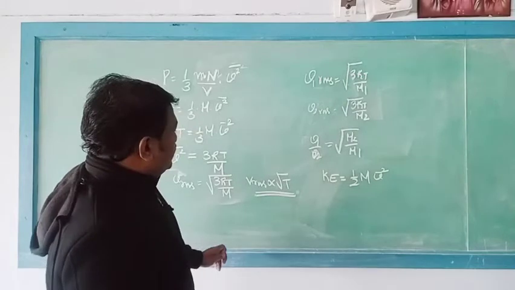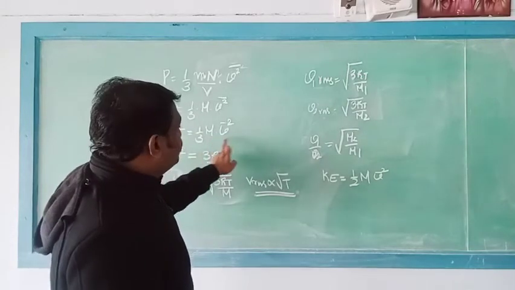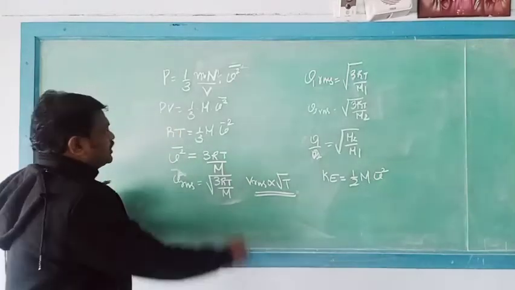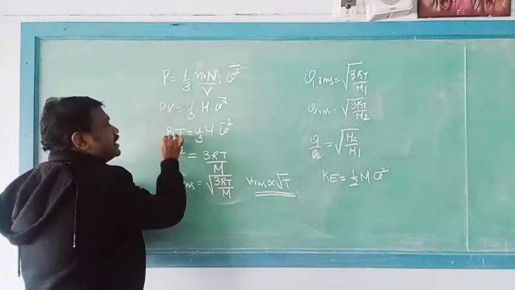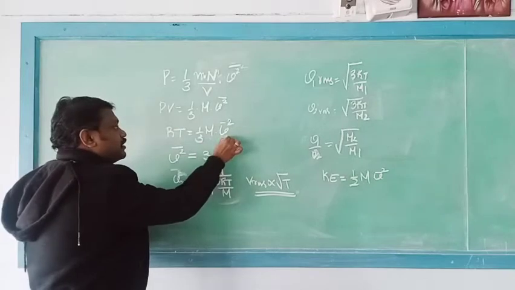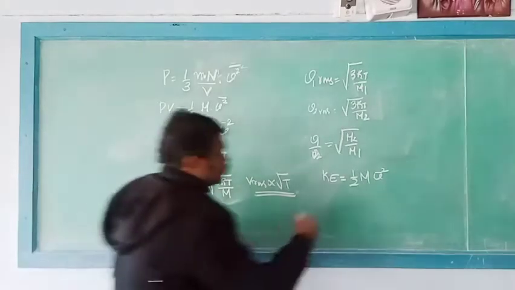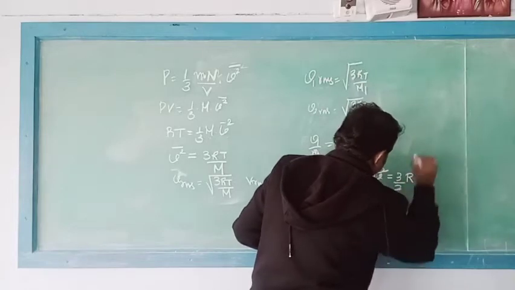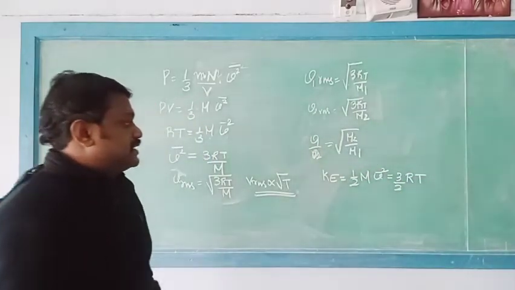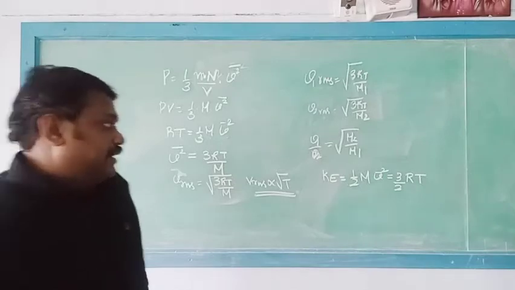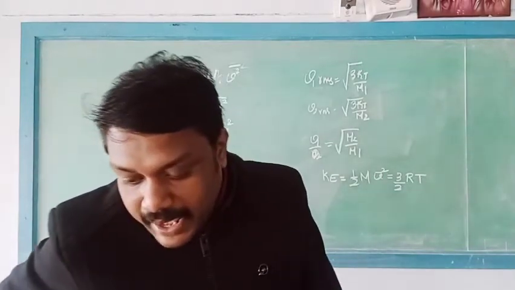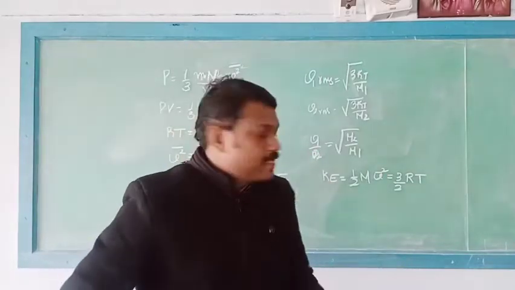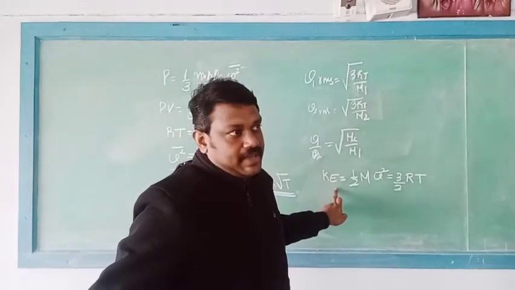And this half M V square you can write from this expression. Here we have M V square is equal to 3 RT. So half M V square will be 3 by 2 RT. Half M V square is equal to 3 by 2 RT. So this is the kinetic energy of 1 mole of gas.